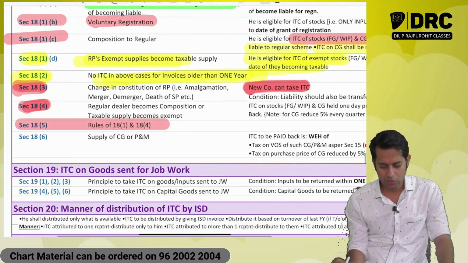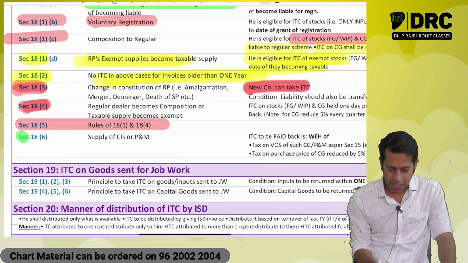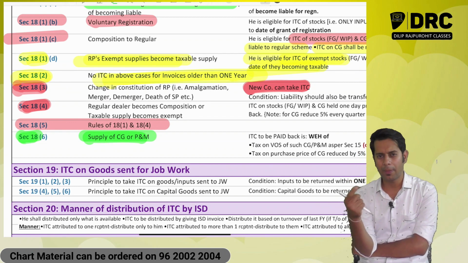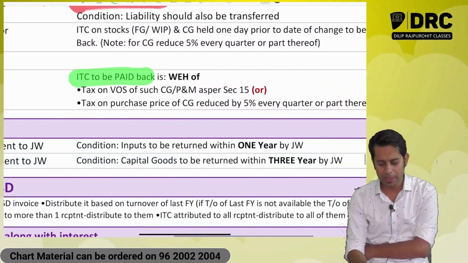Section 18.5 talks about rules for 18.1 and 18.4. Section 18.6, very beautiful, very important: supply of capital goods or plant and machinery. Whenever you supply capital goods or plant and machinery, you are required to pay some taxes.